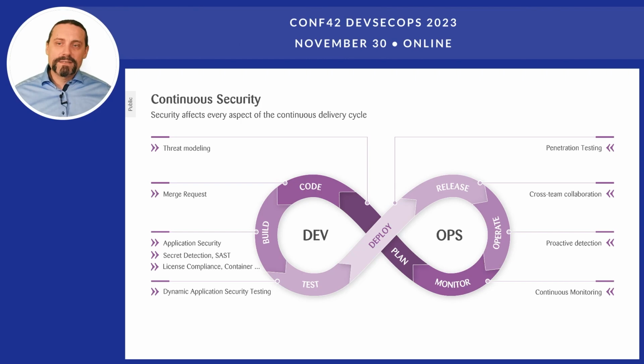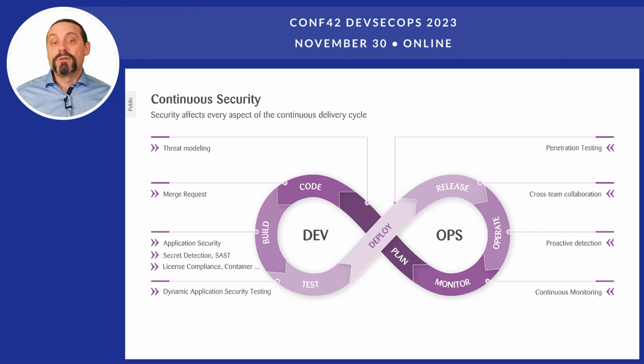When we are doing continuous security, then it's important in the planning that we do the threat modeling, so that we analyze what are the attack vectors, what are the threats which we have, and how can we mitigate that. When we are going to code, we need to do merge requests or pull requests. Then when it comes to the build step, we apply application security in there. Everything is in there, like security testing, SAST, license scanning, container scanning, secret detection, all of that, and then we apply dynamic application security testing. Of course, in production, we will do penetration testing, and again, we do cross-team collaboration to find the problems.